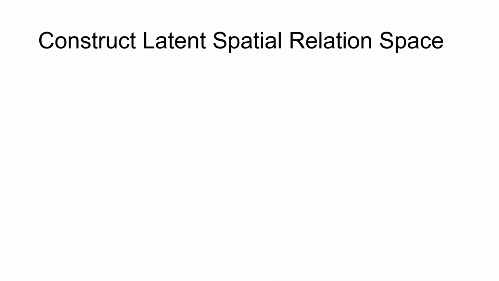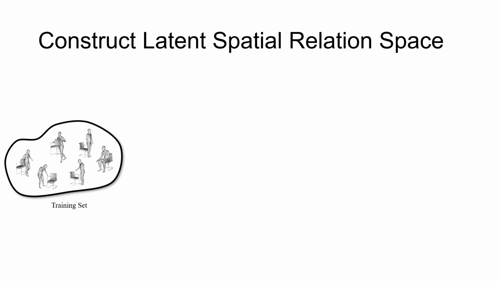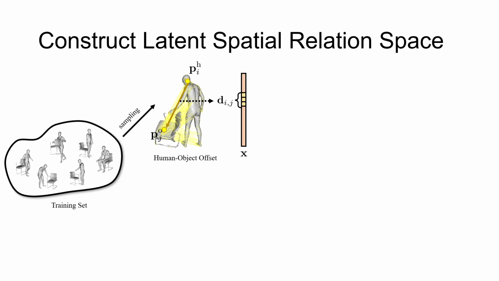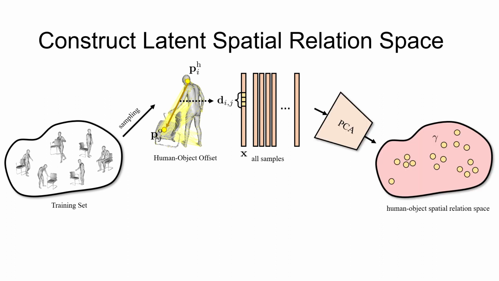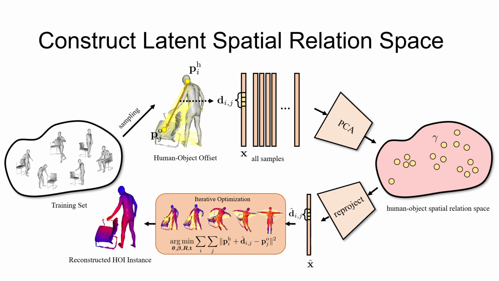To obtain a more compact representation of human-object spatial relation, we use principal components analysis to construct a latent spatial relation space. We first collect all human-object instances from the training dataset and calculate the offsets between human anchors and object anchors. These offsets are concatenated together to get vector x. After we collect all HOI instances in the training dataset, we will get a very big matrix. PCA is then applied to this matrix to reduce the dimension of these vectors to very low dimensions such as 32. This process is reversible. Given a hidden vector gamma from the human-object spatial relation space, we can reproject it into x-hat and get the offsets between human anchors and object anchors. Then the human-object instance can be recovered by optimizing these human-object offsets.